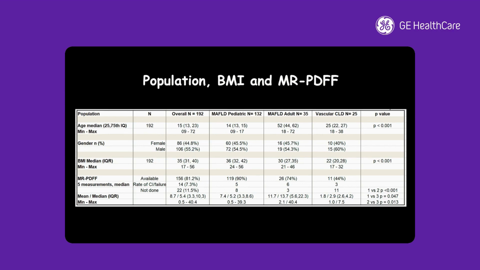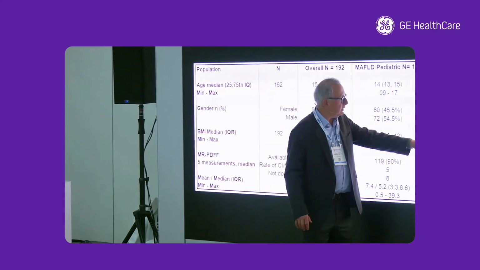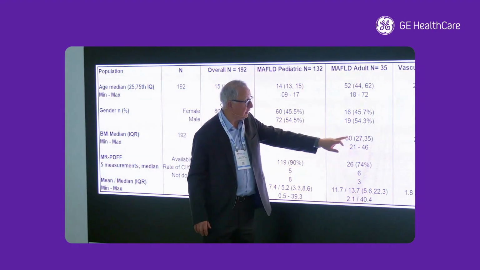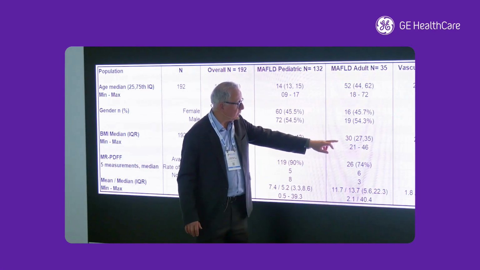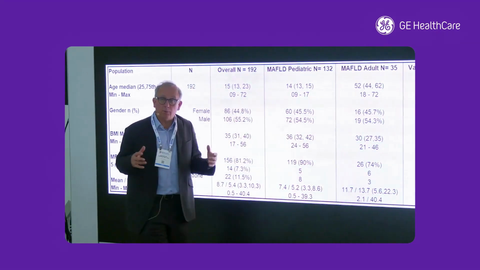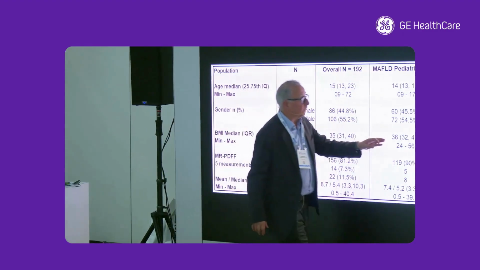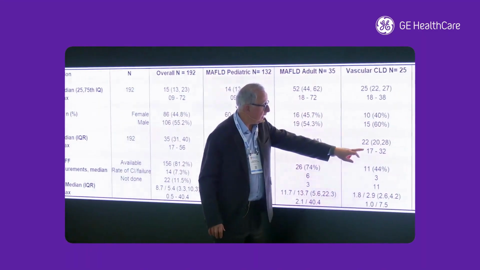And you have the numbers here, the gender and the BMI. And again, BMI is totally different if we look at the pediatric population. So these are very big patients. Look at BMI from 24 to 56. And this is a median value, 36 to 30, and this is highly significant. So adults are more skinny, I would say, relatively more skinny. And the vascular patients are really 22.